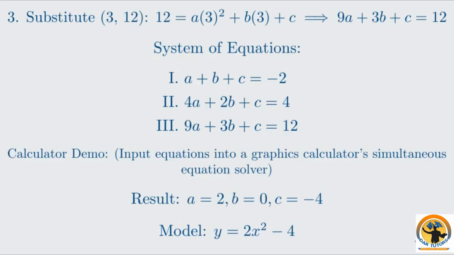Substituting these values back into our general quadratic form, we find the specific model for the graph: y = 2x² - 4. This process is incredibly powerful for constructing accurate models from data. Now, let's look at another example involving systems of equations, but this time for a cubic model.